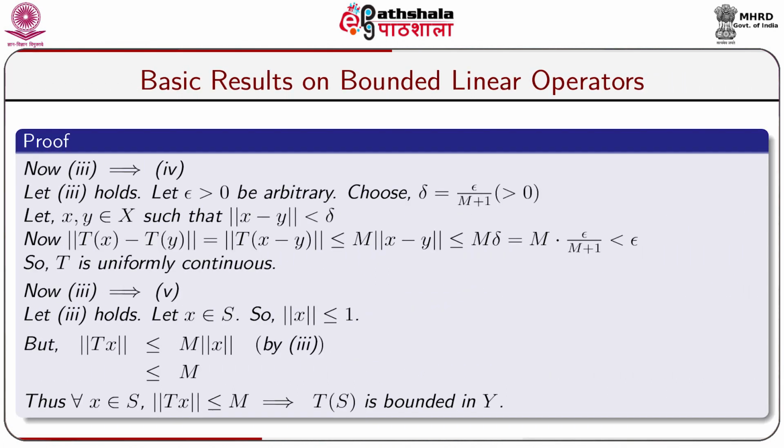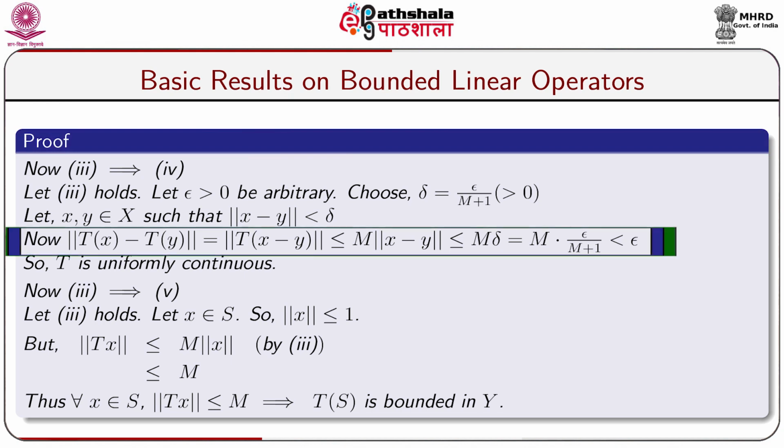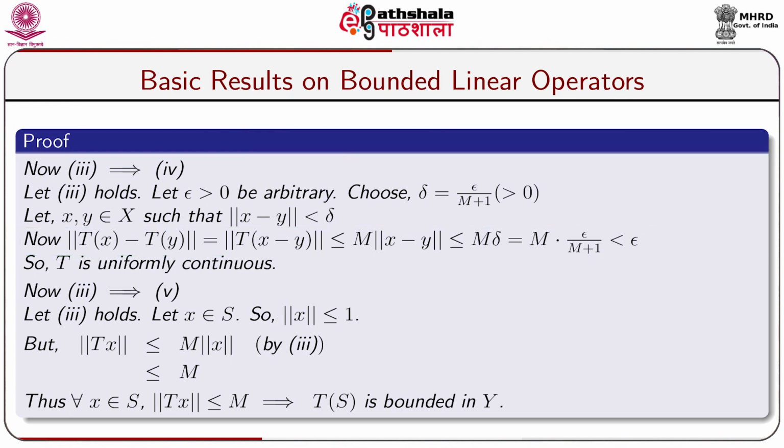Now, 3 implies 4. Let 3 hold. Let epsilon greater than 0 be arbitrary. Choose delta equal to epsilon by M plus 1, which is greater than 0. Let x, y belonging to X such that norm of x minus y is strictly less than delta. Now, norm of Tx minus Ty is equal to norm of T of x minus y, which is less than or equal to M into norm of x minus y, which is less than or equal to M into delta, which is equal to M into epsilon by M plus 1, which is strictly less than epsilon. So, T is uniformly continuous.